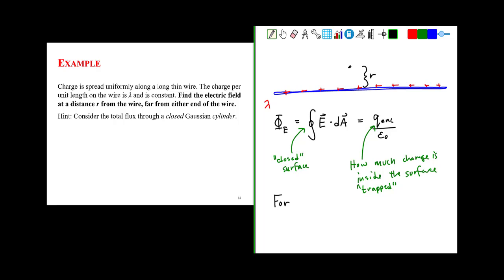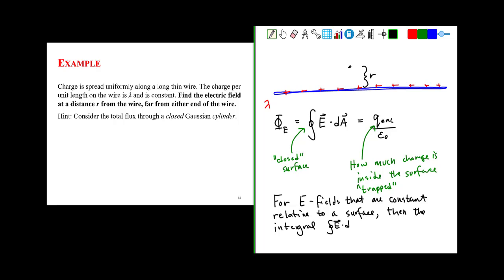So let's write that down. For E fields that are constant relative to a surface, then the integral becomes, I'm going to say, trivial. You'll see how that plays out.